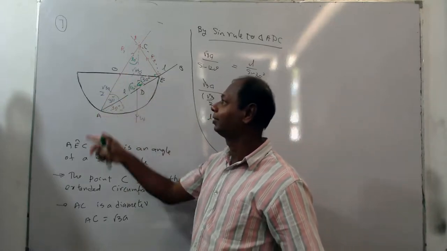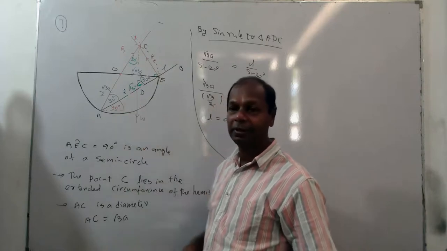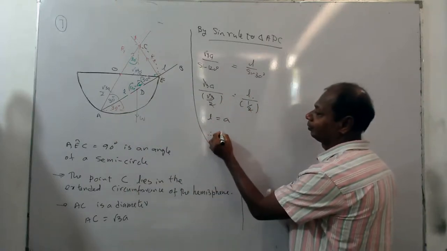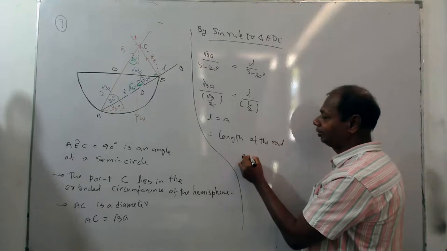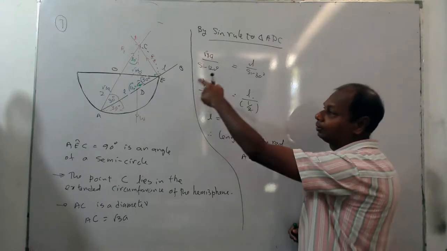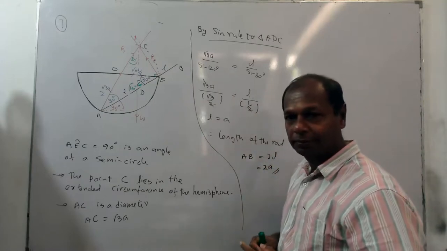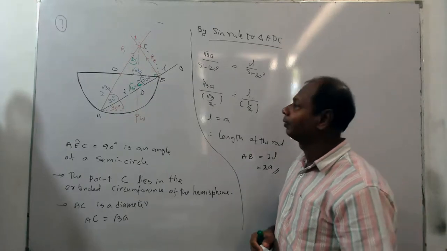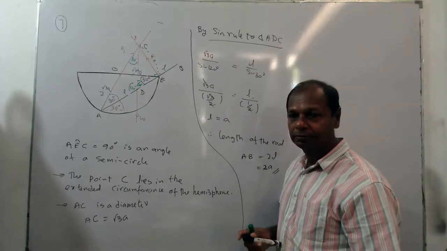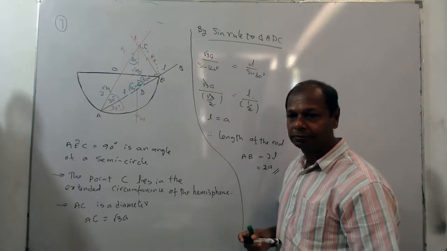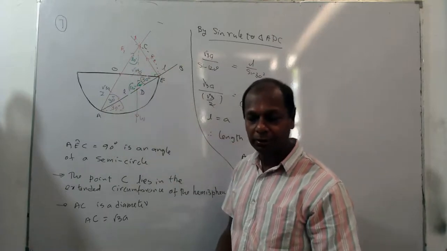L is equal to A, that's the radius. Therefore, the total length of the rod AB is 2L, or it's equal to 2A. Then the reactions again, R1 and R2. It's very easy, you do it. You don't need my help for that.